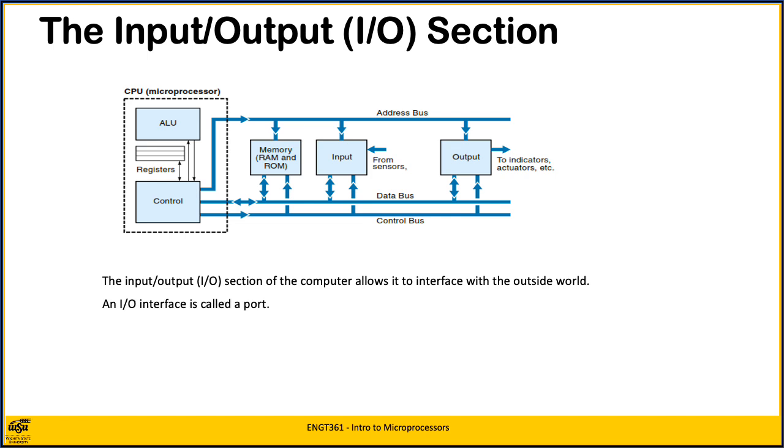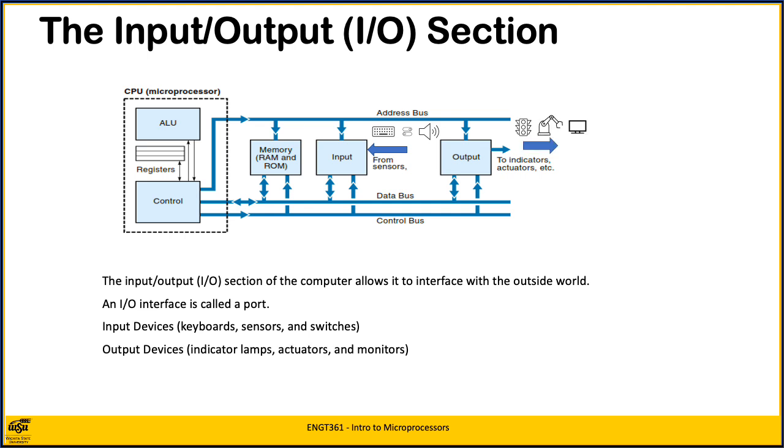An I/O interface is called a port. An input port is a circuit that connects the input device to the computer. Examples of input devices are keyboards, sensors, and switches. An output port is a circuit that connects the computer to output devices. Examples of output devices are indicator lamps, actuators, and monitors. Inputs and outputs are discussed in more detail in the next section.